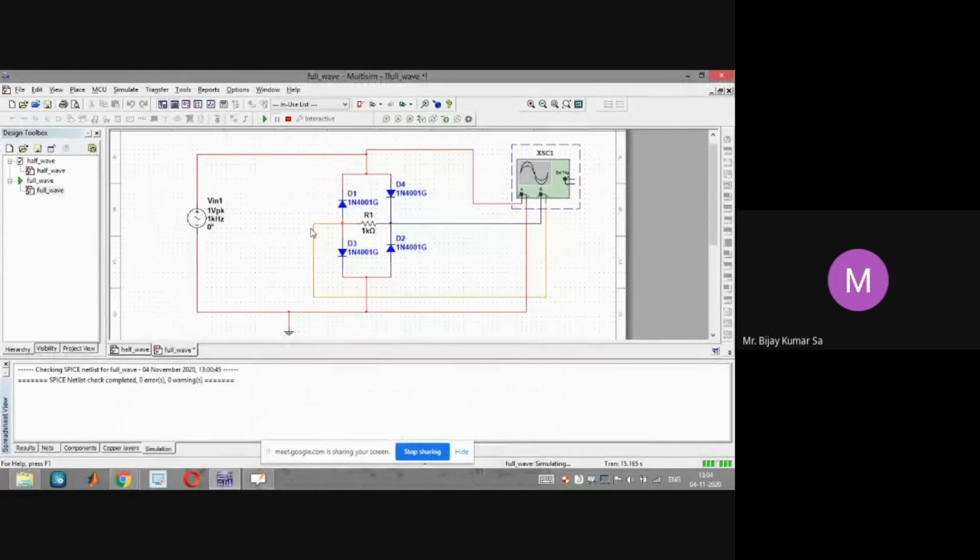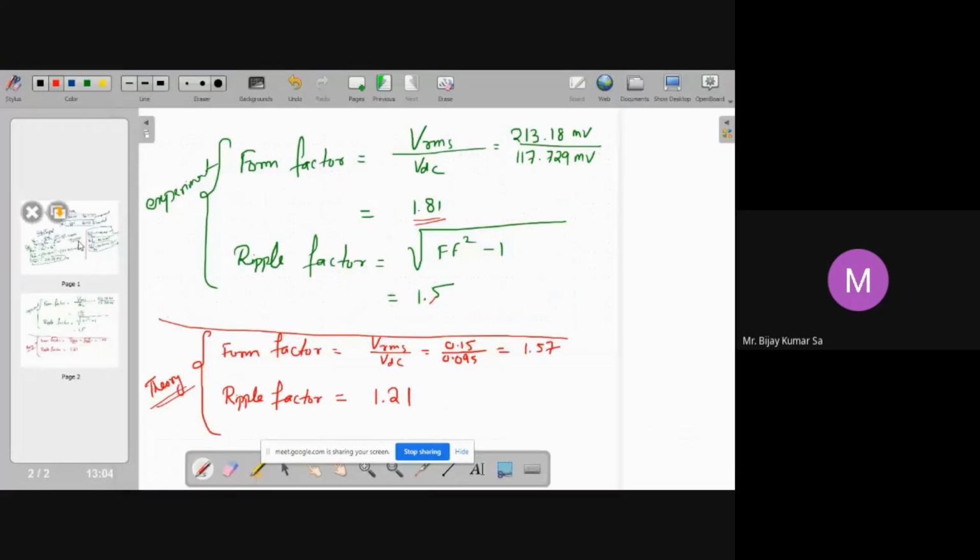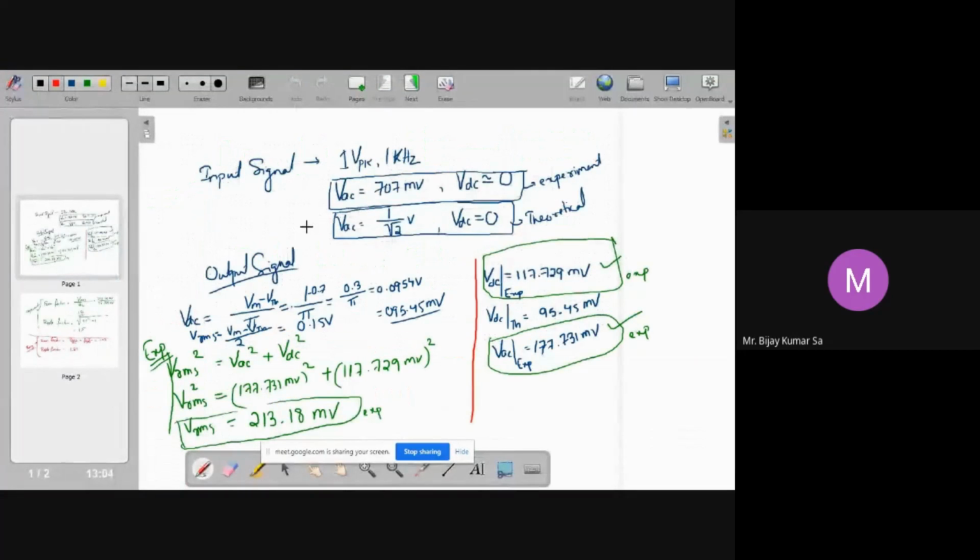I will not calculate the VAC, VDC and VRMS for the input signal because that is the same as in the previous experiment, because I have not changed the input signal. It is still 1 V peak, 1 kilohertz. So VDC, VRMS and VAC will remain the same, both experimental and theoretical. What will change is the theoretical value and the experimental value of VDC, VRMS and VAC of the output signal that we need to calculate.